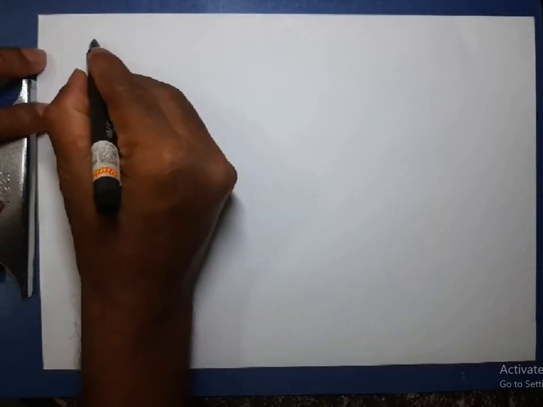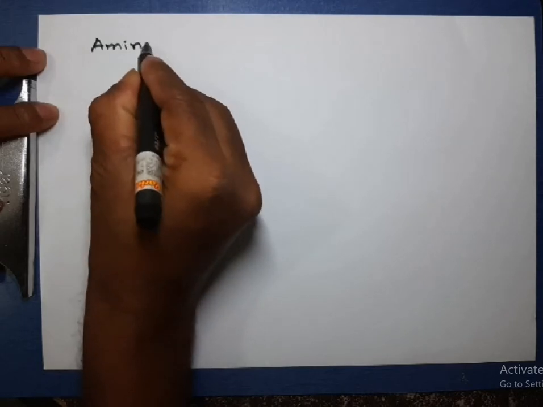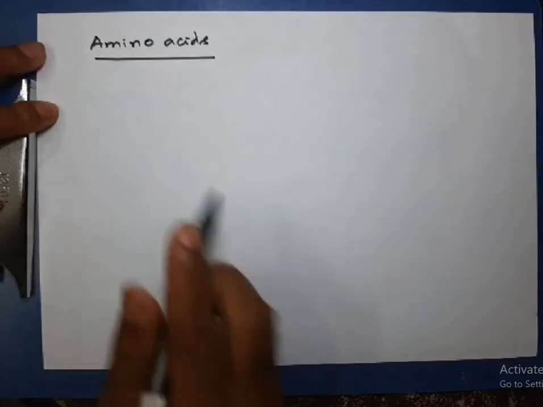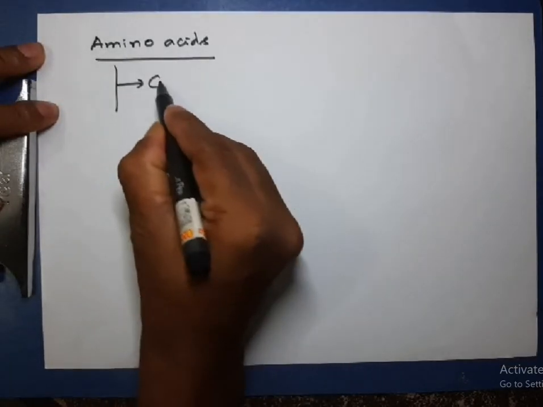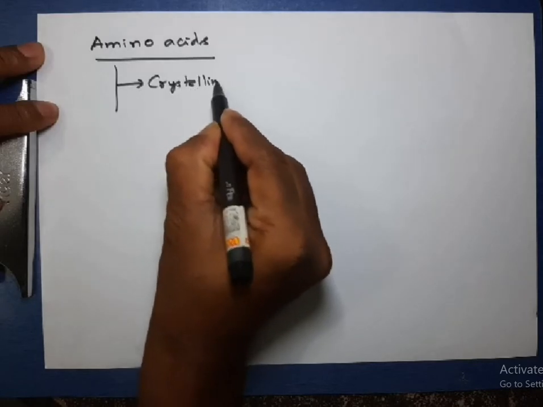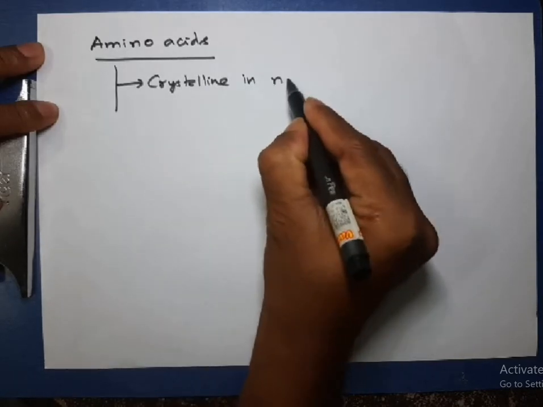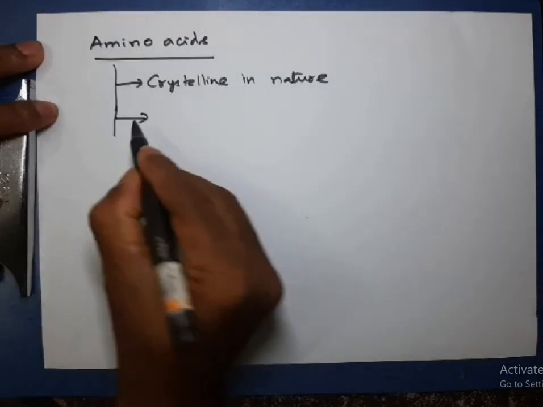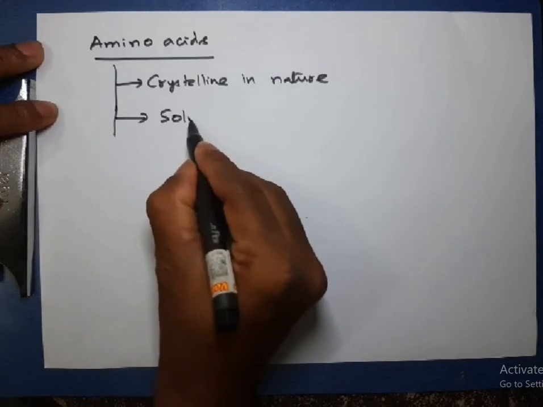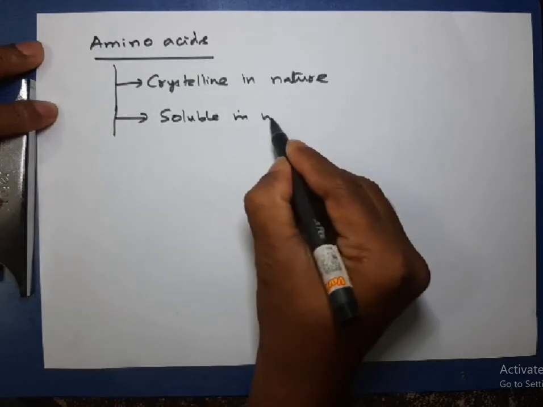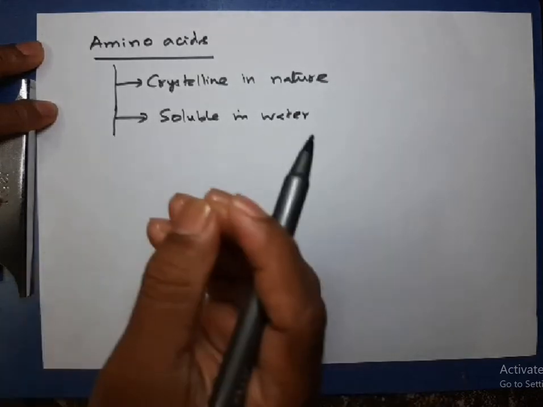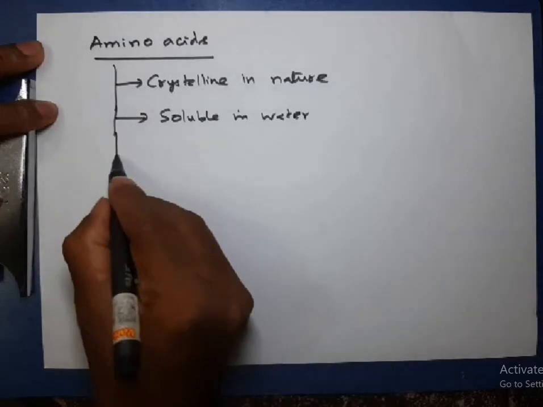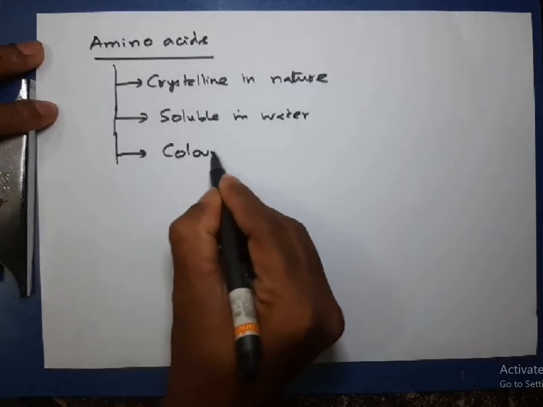So in the last class we saw that amino acids are crystalline substances. Amino acids are crystalline in nature. Most of the amino acids are freely soluble in water. Few amino acids are partially soluble, but most are freely soluble in water. Amino acids are colorless substances.